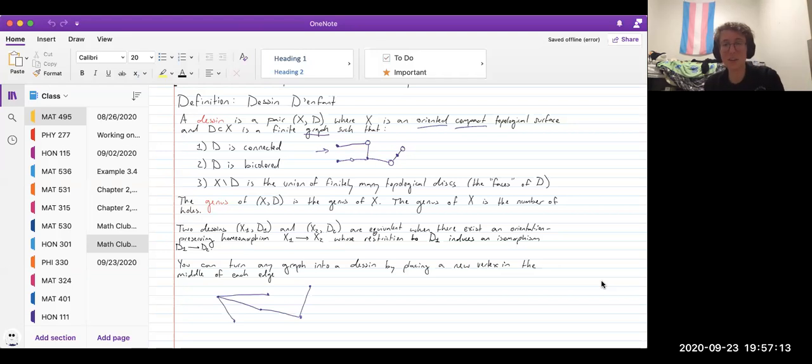Well, you can turn it into a dessin just by placing more vertices on it. So you just have to place a white vertex between all these black vertices, and now you can say it's a dessin. All right. Any more questions before I move on?